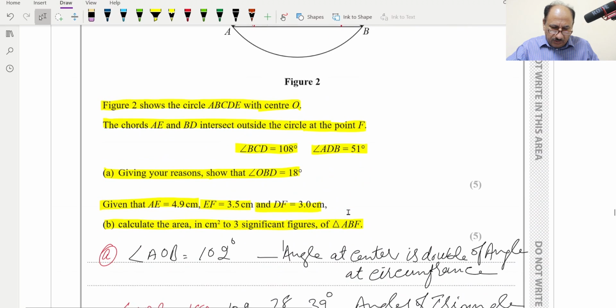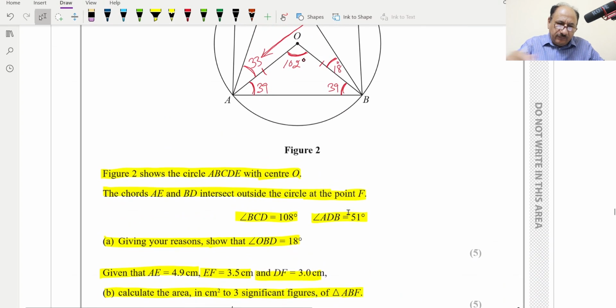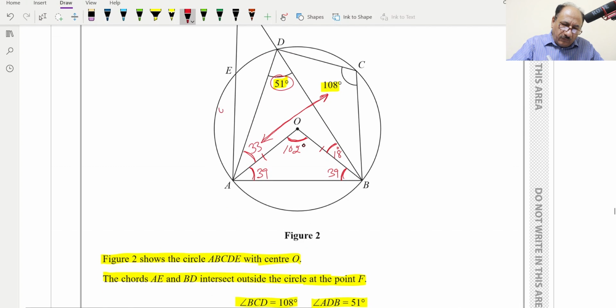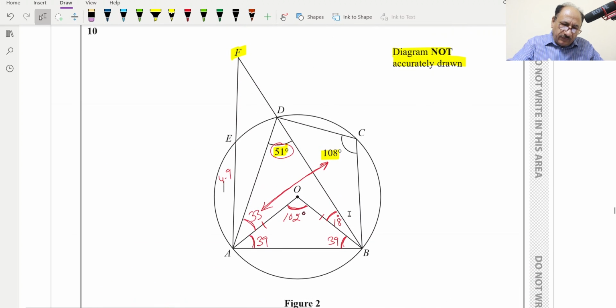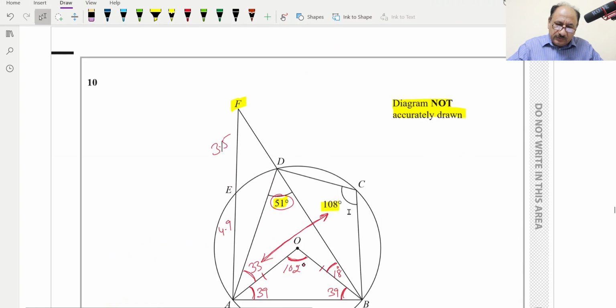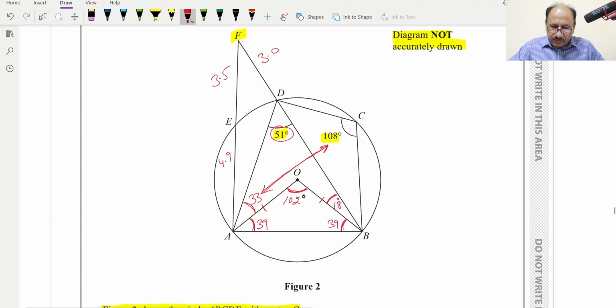The information provided is AE is equal to 4.9, which we can transfer to the diagram. This will be 4.9 for AE, and EF is equal to 3.5. So this is 3.5, and DF is equal to 3.0. And now to find the area of this triangle, we require two sides. So we don't have BD and we don't have AB, plus we don't have an angle.